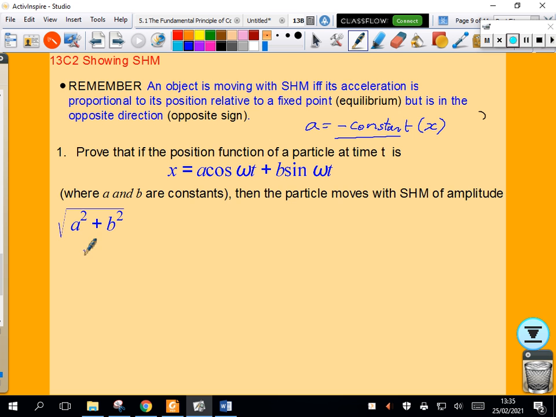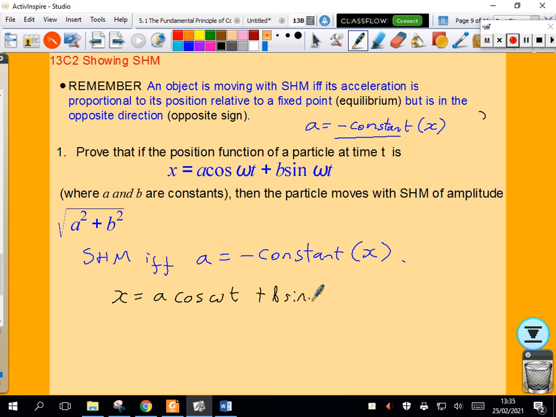So I might start off by saying that simple harmonic motion, if and only if the acceleration is equal to some negative constant multiplied by x. That's ultimately what I'm trying to prove. So I'll start off by saying that. The next thing is just to twice differentiate. So I have x equals a cosine omega t plus b sine omega t. So I'm going to twice differentiate, and at this stage I'm going to go quite quickly through the differentiation because we've done a good bit at this stage, and hopefully you're able to do this pretty well.